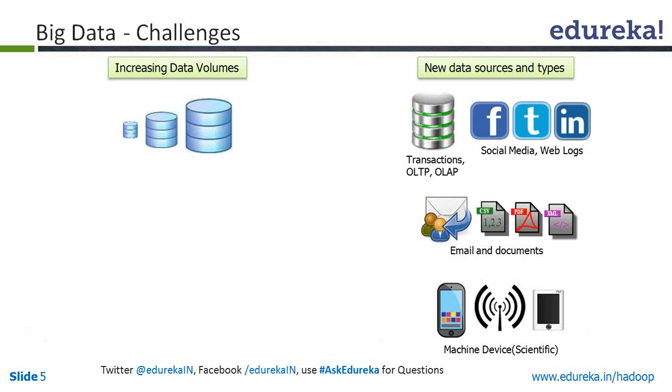You can just treat it as a recapitulation of the same thing. On the left-hand side, you can see that your data volumes will keep on increasing, and on the right-hand side, you are seeing your new data sources, which are continuously being added: your transactions, OLTP, OLAP kind of data, social media or weblogs, or your emails and all, or machine device data.